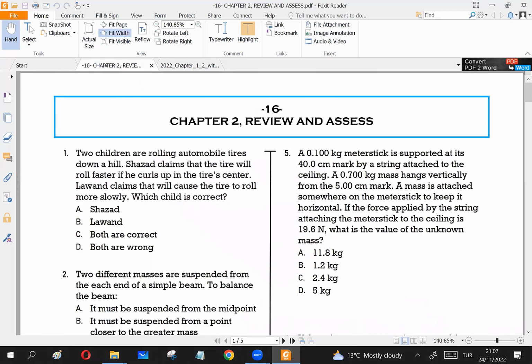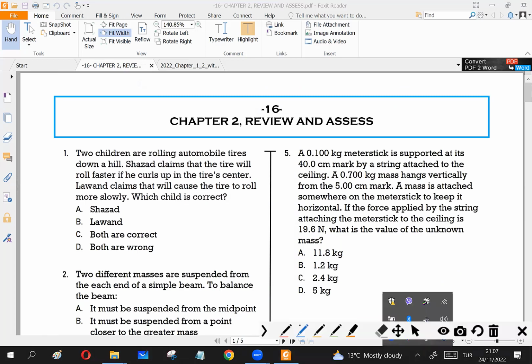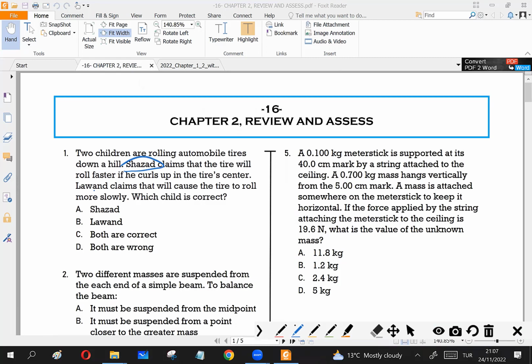So Shazad claims that the tire will roll faster if he curls up in the tire center. So Shazad is right according to this explanation. Shazad, right. Laman claims that it will cause the tire to roll slower. No. When they curl, it gets faster. Which child is correct? Shazad is correct. Then let's continue with the second one.